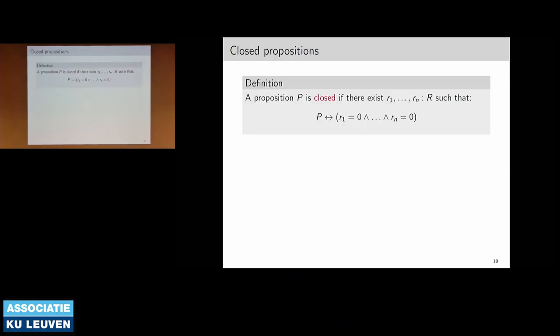So first, I need the definition of a closed proposition. I say that a proposition is closed if it is equivalent to the cancelling of r1 to rn, a finite family of elements in R. So it's a proposition stating that a finite number of elements in R are zero. I won't get into the details here as well, but actually those are called closed because maps from an affine scheme to the type of closed propositions correspond to the Zariski closed subschemes. And so that justifies the name.